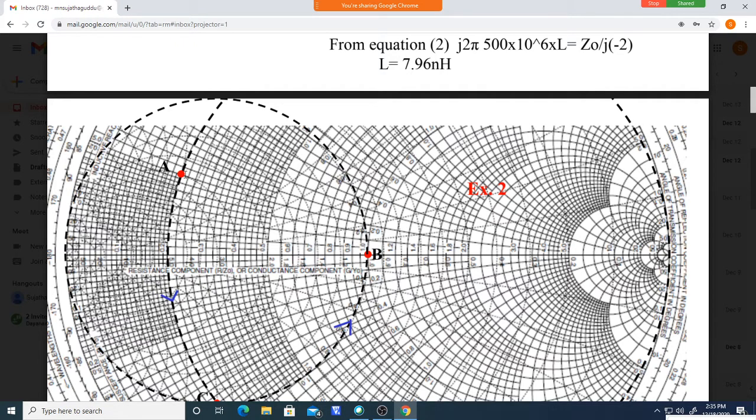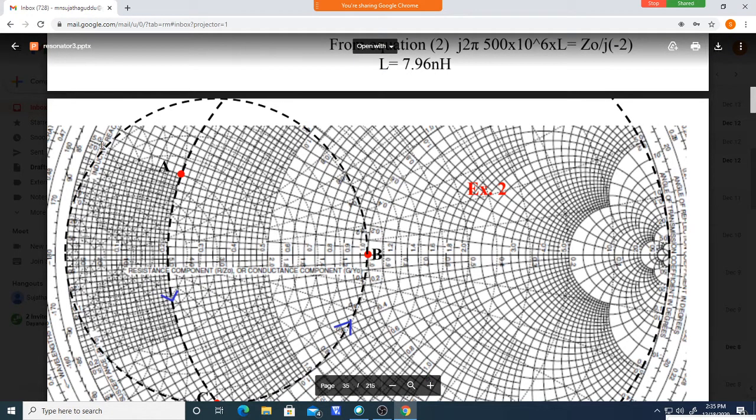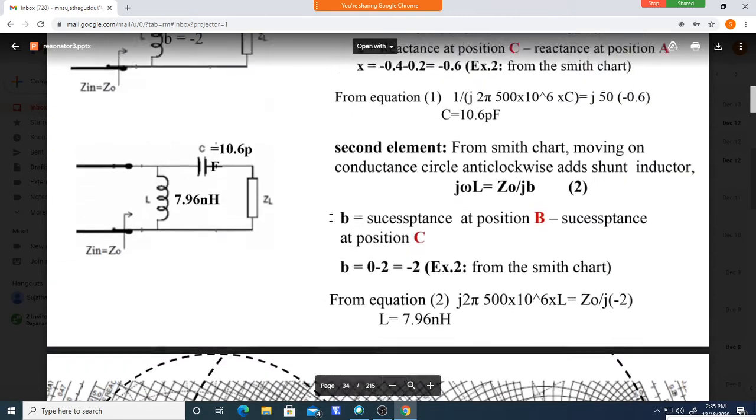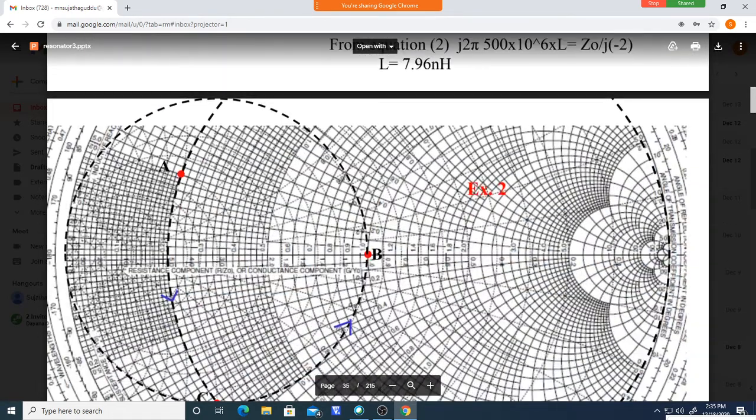The passing reactance circle is this. Read the value of that reactance, 0.2. So it is plus 0.2. See here, this is above. This reactance circle is above this horizontal line, so it is plus 0.2.